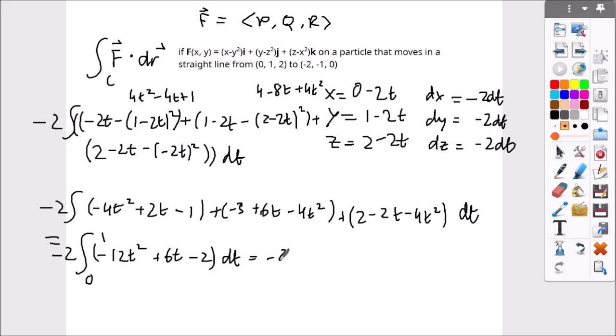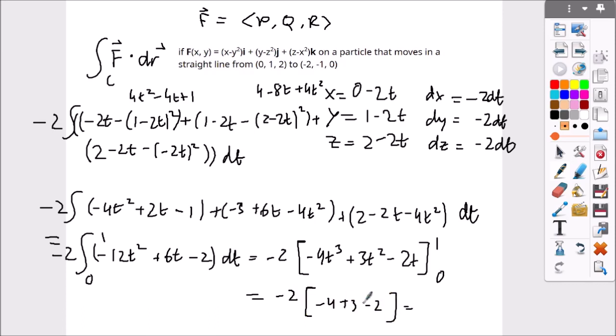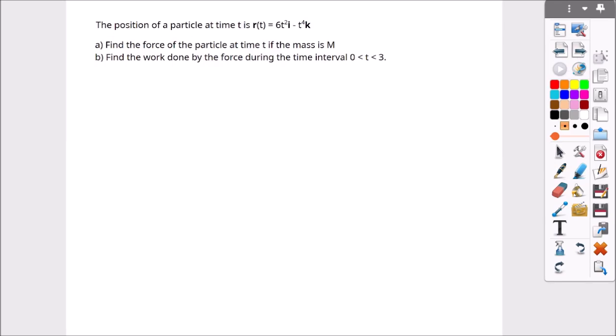So what does this mean? This means it's negative 2 times (negative 4t cubed plus 3t squared minus 2t). That 4, 3, and 2 downfall is so nice. From 1 to 0. 0 will get you nothing, but this is equal to minus 2 times (minus 4 plus 3 minus 2), which is 6. And that's the value of the line integral. That's some art right there, the 4, 3, and 2. Anyways, let's not talk about that.